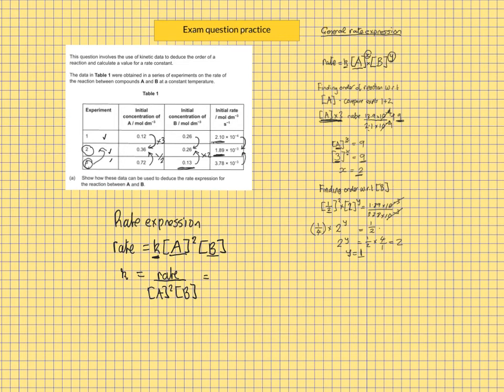And the rate, we can choose any of the experiments, 1, 2 or 3, because it's a constant. So if we, for example, choose experiment 1, the rate in experiment 1 is 2.1 times 10 to the minus 4. The concentration of A in experiment 1 is 0.12, but don't forget to square that because it's second order with respect to concentration of A. And the concentration of B in experiment 1 is 0.26. And again, as we saw in the last part of the video, the value of K still comes out to 57 no matter which experimental data is used, and the units come to moles squared dm to the minus 6 second to the minus 1.